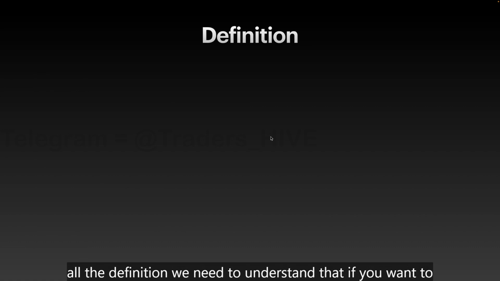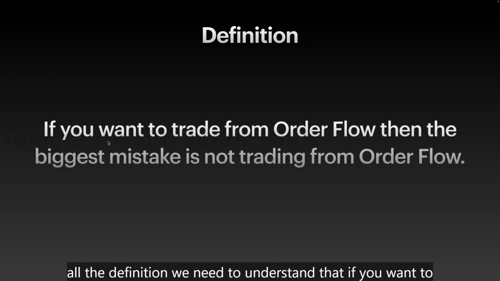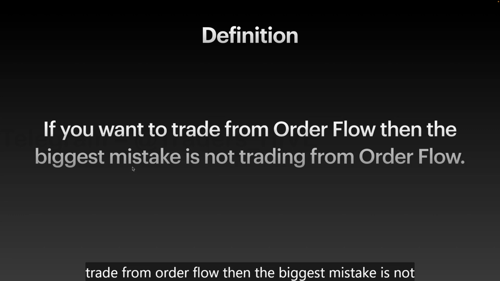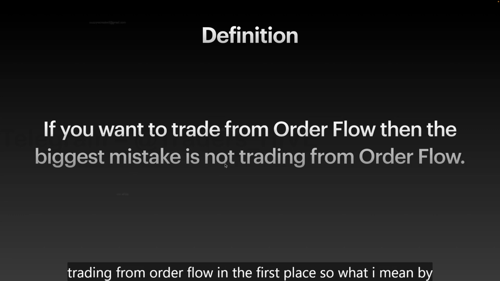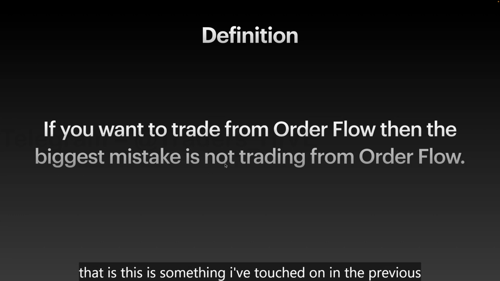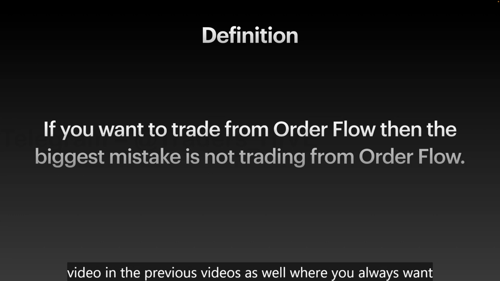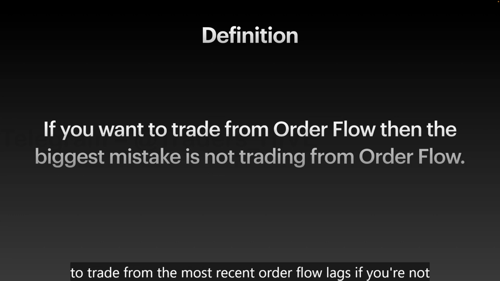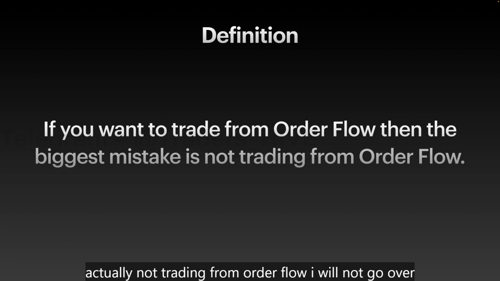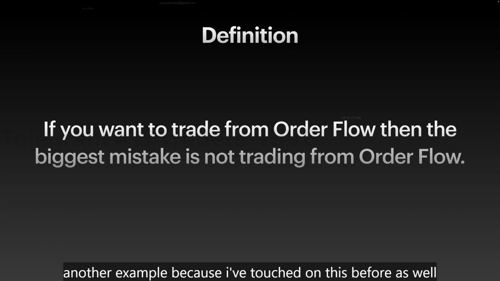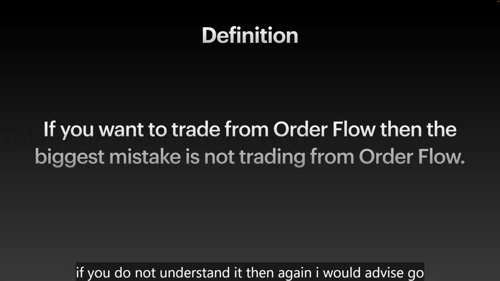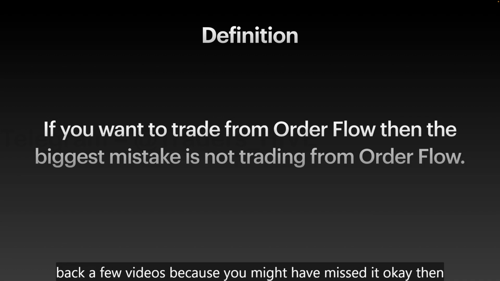Okay, first of all, the definition. We need to understand that if you want to trade from order flow, then the biggest mistake is not trading from order flow in the first place. What I mean by that is something I've touched on in previous videos as well: you always want to trade from the most recent order flow legs. If you're not trading from the most recent order flow legs, you are actually not trading from order flow. I will not go over another example because I've touched on this before. If you do not understand it, I would advise going back a few videos because you might have missed it.